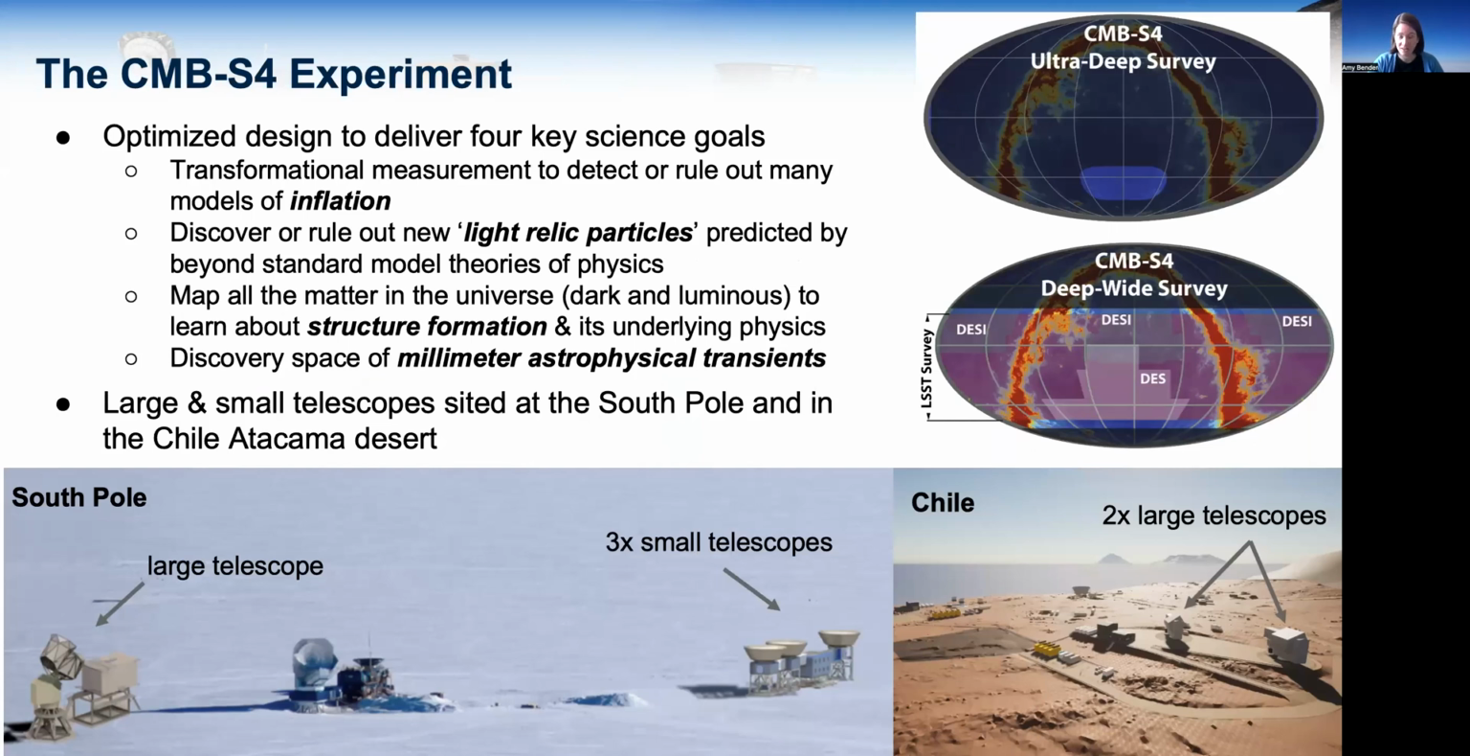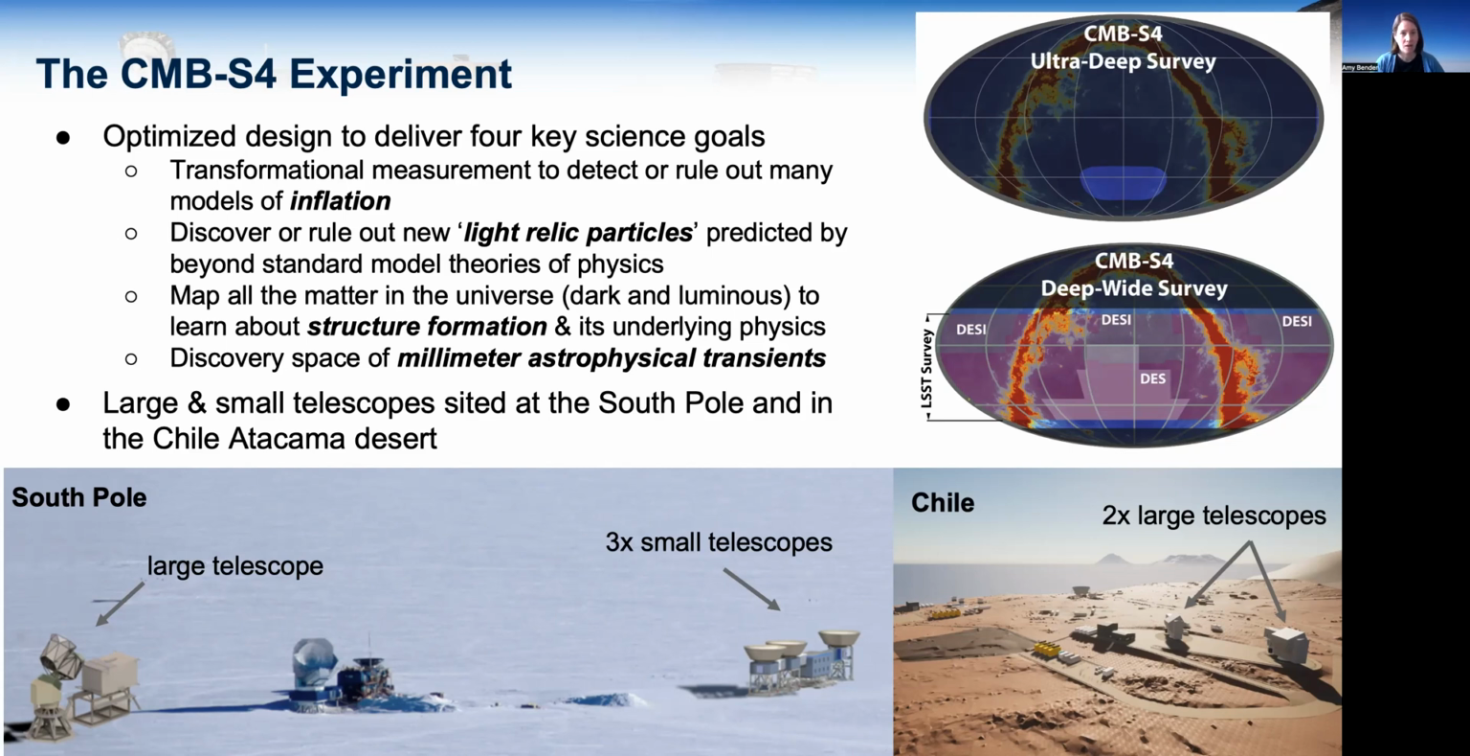We've optimized the design to deliver on 4 key science goals, first of which is a transformational measurement to detect or rule out many of the models of inflation, which is a theorized period of exponential expansion in the very early universe. We want to discover or rule out new light particles that are predicted by beyond standard model theories of physics. We want to map all the matter in the universe, dark and luminous, to learn about structure formation and its underlying physics. And then finally, as I said before, open up this discovery space of millimeter wavelength astrophysical transients.